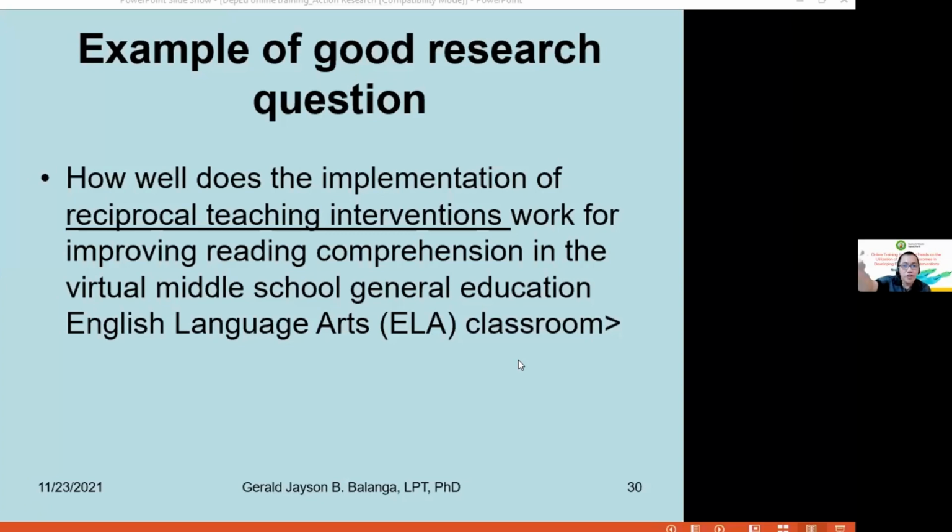So this is in relation to yung reciprocal teaching kanina na title. How well does the implementation of reciprocal teaching interventions work for improving reading comprehension in the virtual middle school general education English language arts classroom? So anong classroom? Meaning English classroom. Virtual. So what's the intervention here? Reciprocal teaching. Well, if you want to know more about reciprocal teaching, then just do some additional literature search.